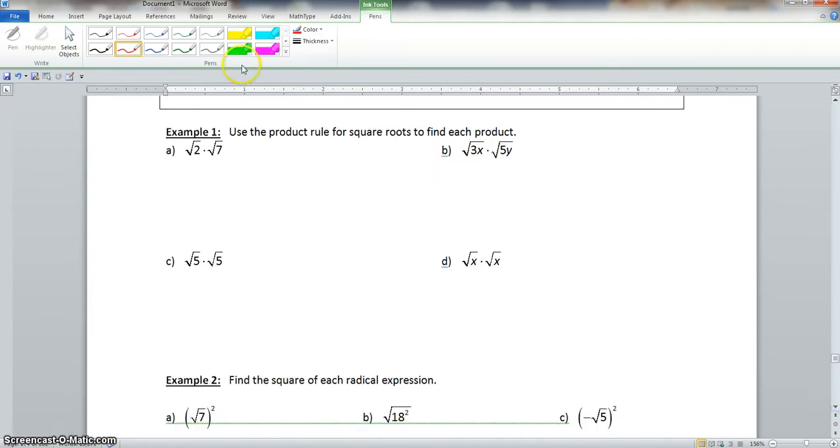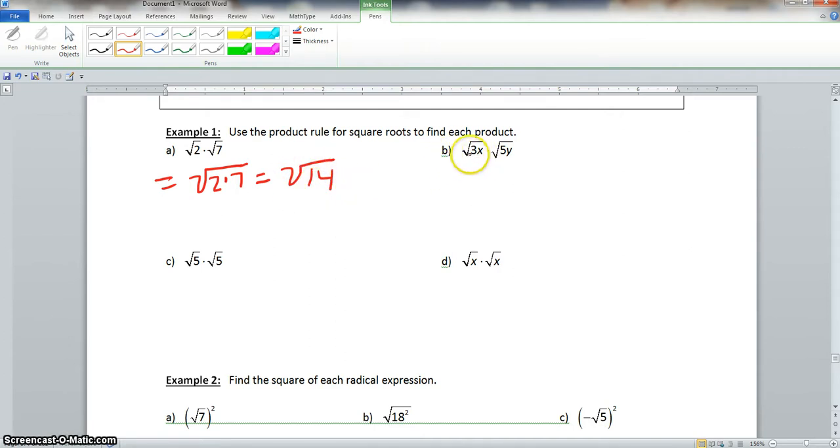Now, we scroll down here to example 1. It says use the product rule for square roots to find each product. We have the square root of 2 times the square root of 7. Neither one of these has a perfect square in it, so we will multiply. So it would be the square root of 2 times 7, all under the radical, which would be the square root of 14. Now you don't necessarily have to write this step. You could just say the square root of 2 times the square root of 7 is the square root of 14. And there are no perfect squares in the square root of 14, so we're done with A.